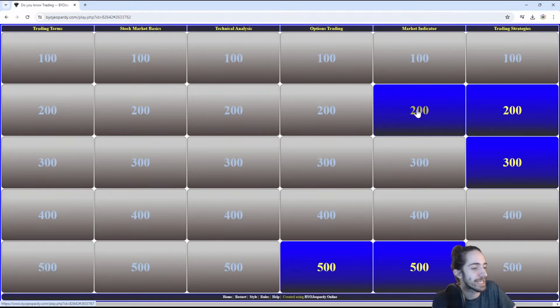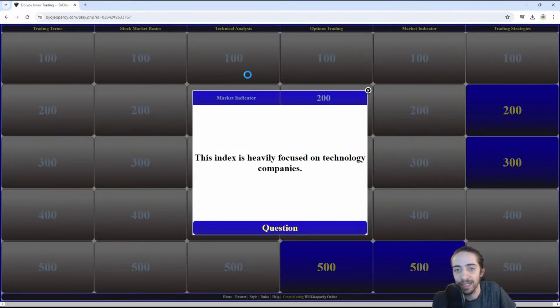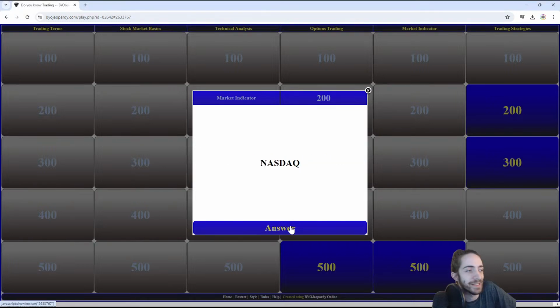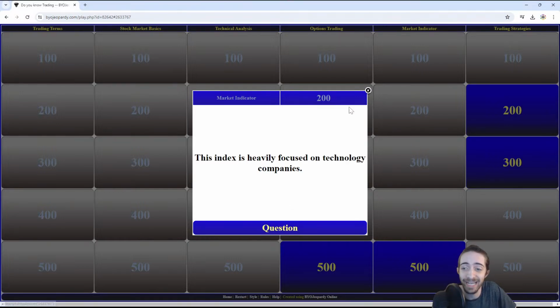Let's go to market indicators for 200. This index is heavily focused on technology stocks. This is one of my favorite indexes to trade. Any of the members that are in here know this. Yes, Joyce, you got it right. We are looking at, what is the NASDAQ 100, right? Top 100 tech stocks, mainly focused on tech stocks. Not 100% tech stocks, but it is heavily weighted with tech, and there are a few videos. Guys, check out the YouTube video, What is the Weighted Index?